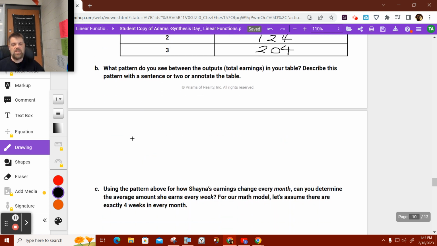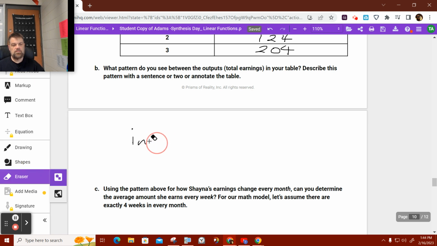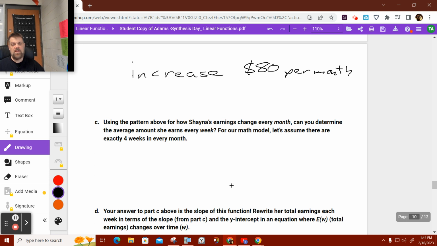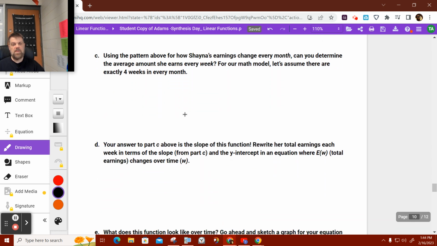Describe what's happening. Increase, $80 per month. Using that pattern and the change of every month, can you determine the amount that she earns per week? Yes. 80 divided by 4 equals 20 per week. So that's kind of the same, right?